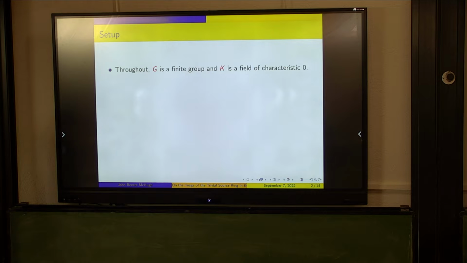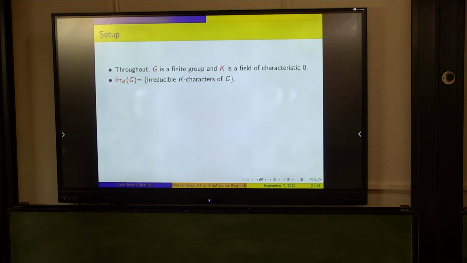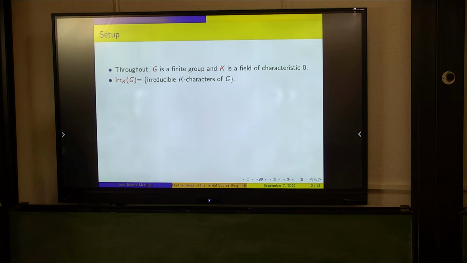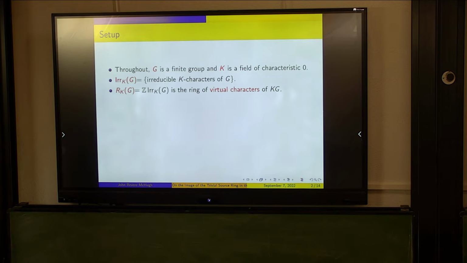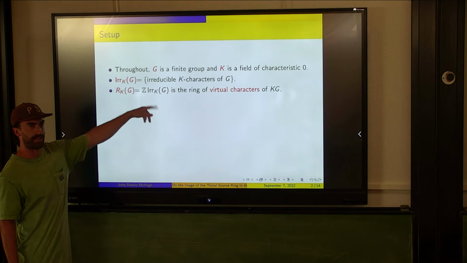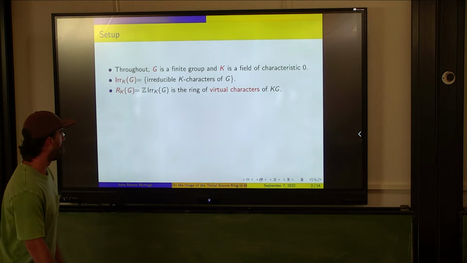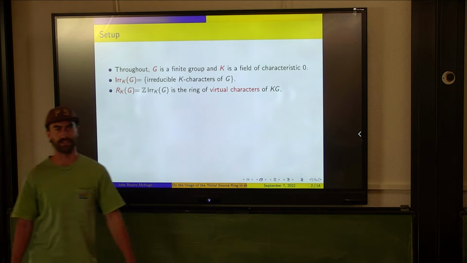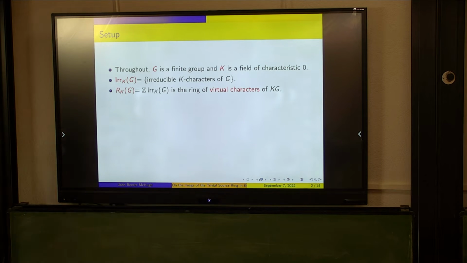So throughout, G is going to be a finite group, and K will just be an arbitrary field of characteristic 0 for now. Later in the story, it'll be a specific field. I'll denote by Irr_K(G), like others before me, the set of irreducible characters of KG-modules. And then I can create a ring out of this set, R_K(G). As an abelian group, it's free with basis the irreducible characters. So that means now I can add or subtract characters. Such things are called virtual characters. You can also multiply them as well. So R_K(G) is that ring of virtual characters.